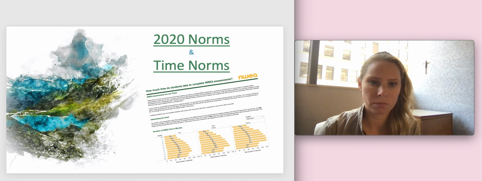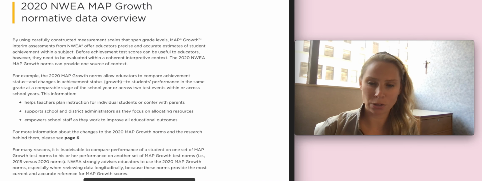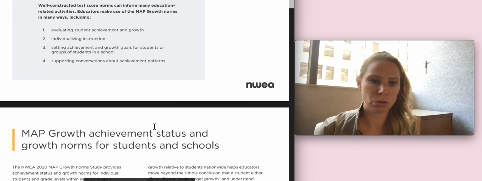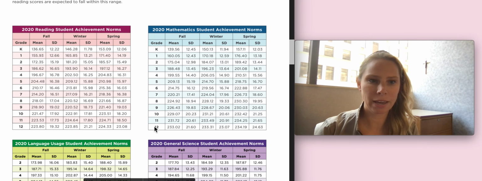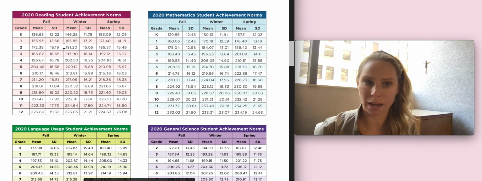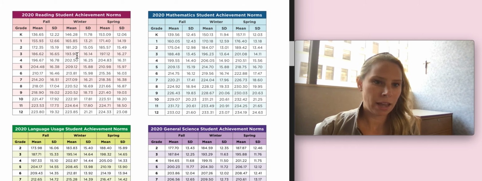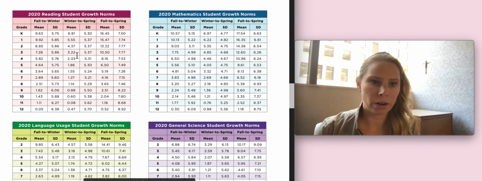One other thing you may want to explore are the 2020 time norms. So these norms were new last year. They have nothing to do with the COVID impact. They were created prior to that. So if your teachers go through this, they can see what the 50th percentile looks like for each subject in their grade, and they can also be aware of what average student growth looks like each time.